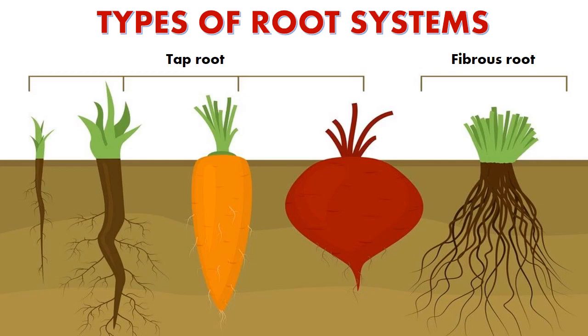And the other type of root system, that is the fibrous root system, where you can see that there is no main root that is present in the center and all the fibers are arising from one common point, that is at the lowermost tip of the stem.